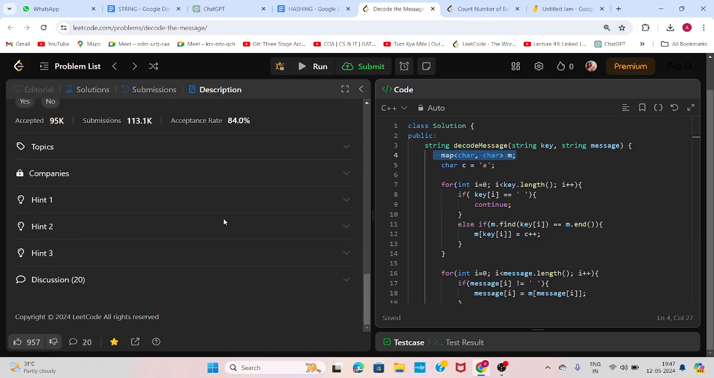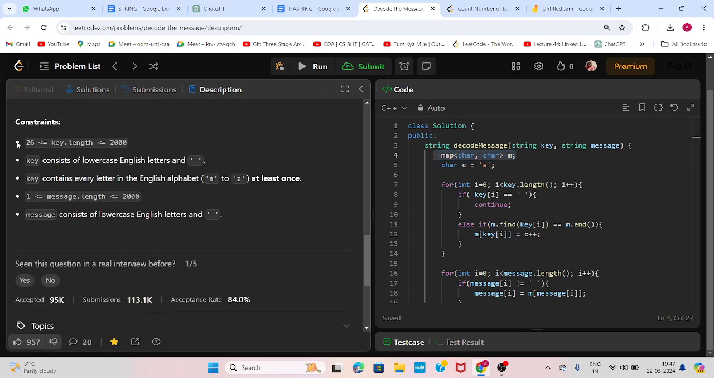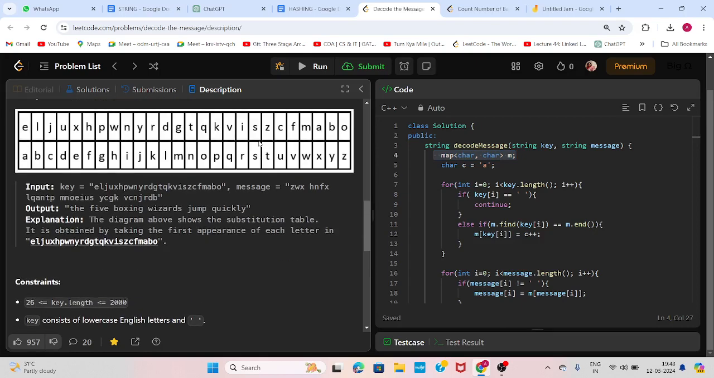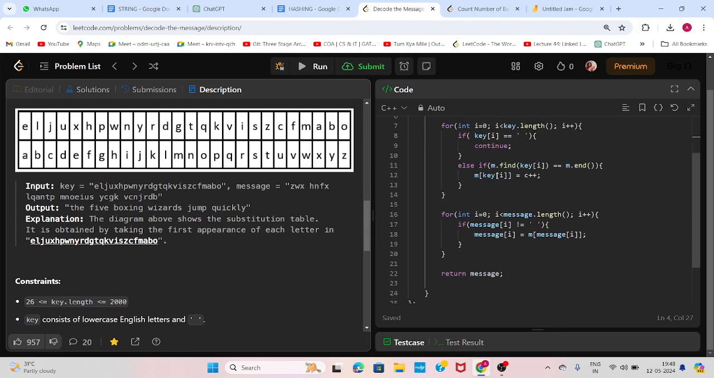But as you can see, the constants are not too high, so you can use brute force also. But the brute force is quite complicated if you know about hashing. Like you can see how much easier you can solve this question. Yeah, so that's it. Now let's move to the second question.